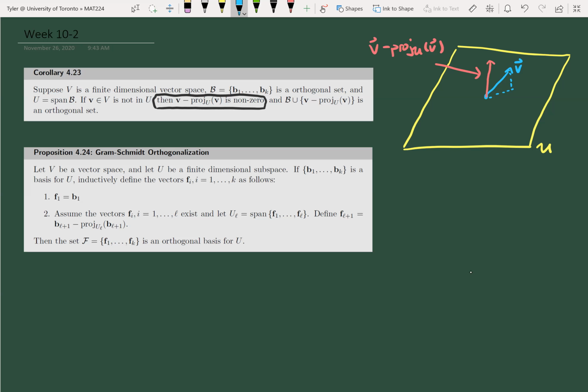If that's non-zero, then you can add it to your set, and you've now increased the size of your orthogonal set. Of course, last week we showed that if you had an orthogonal set of non-zero vectors, they are linearly independent. So in a finite dimensional vector space, this process eventually has to terminate, because every time you're adding a new vector to your orthogonal set and it's linearly independent, its size is increasing, and eventually it's going to hit that ceiling, which is the dimension of your space. You can't have more linearly independent elements than the dimension of your vector space. So this algorithm is eventually going to terminate.